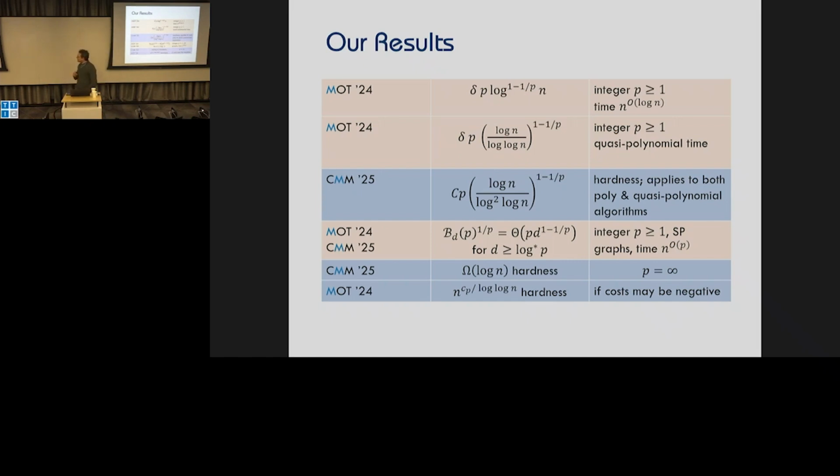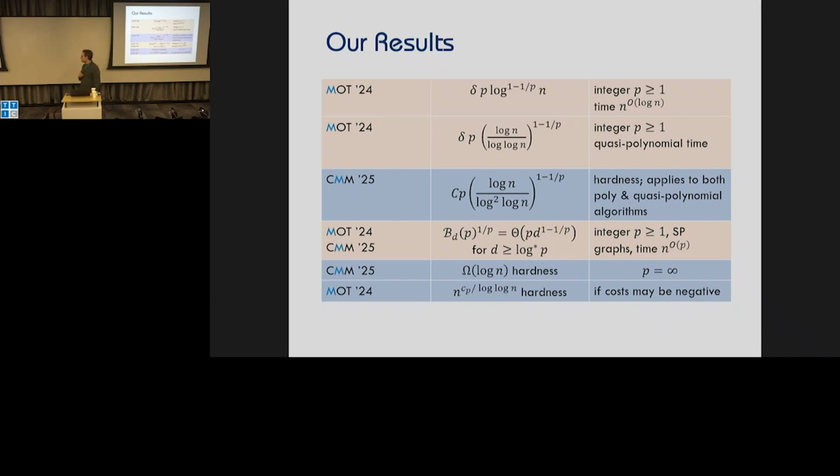We also pinpointed the optimal approximation factor for series parallel graphs of fixed depth d. In such graphs, the optimal approximation factor is given by these d-dimensional Bell numbers. I will talk about them later today. In the most interesting case, when d is greater than log star p, this expression is equal to p times d to the power of 1 minus 1 over p times some constant. So for series parallel graphs, we exactly know what the best approximation is.